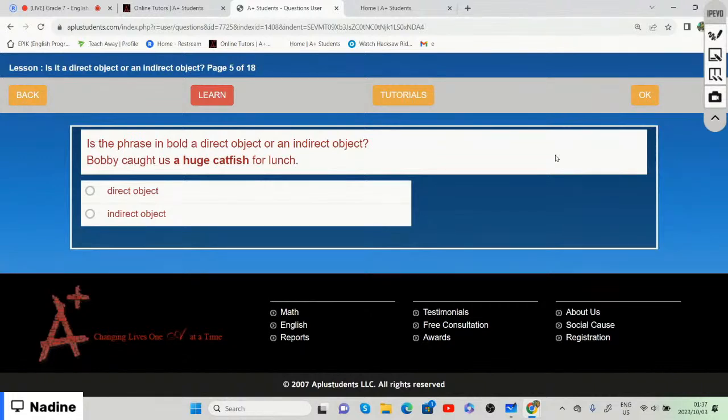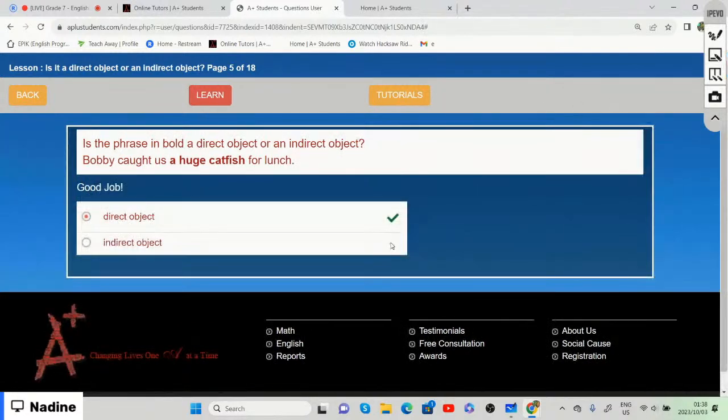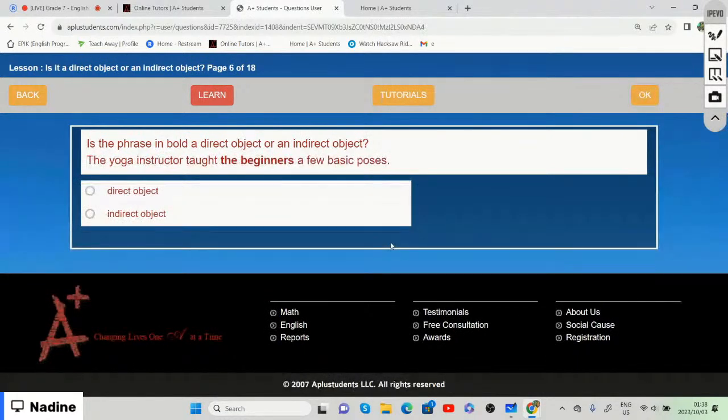Bobby caught us a huge catfish for lunch. So a huge catfish, is this a direct object or indirect object? If we select the correct one, let us choose a direct object. And a direct object is correct. So well done. Good job.